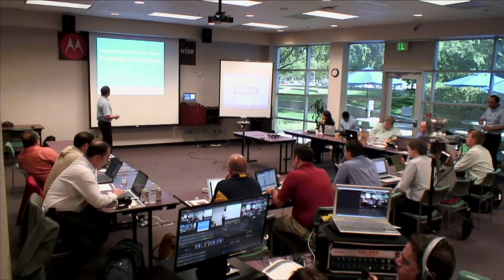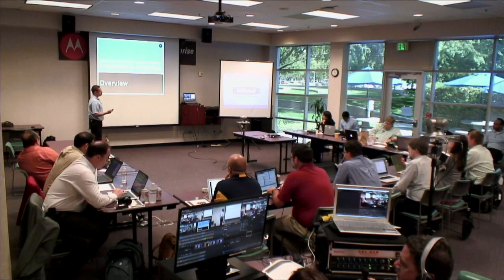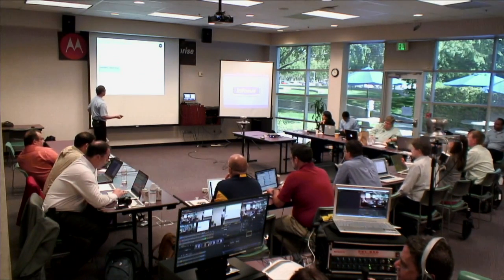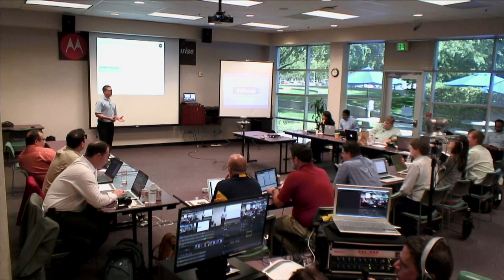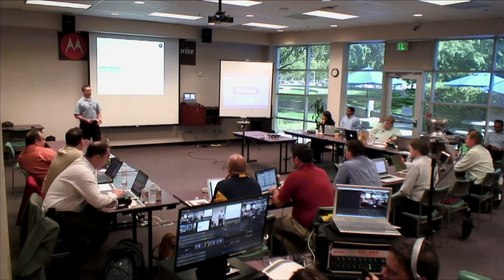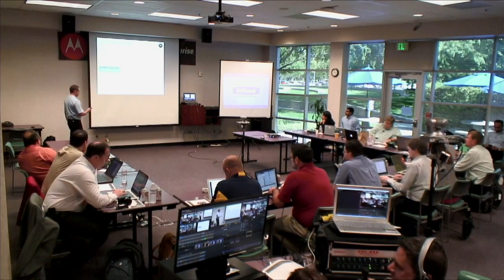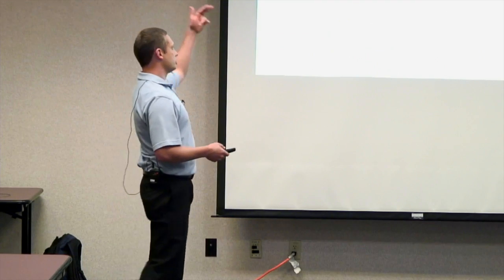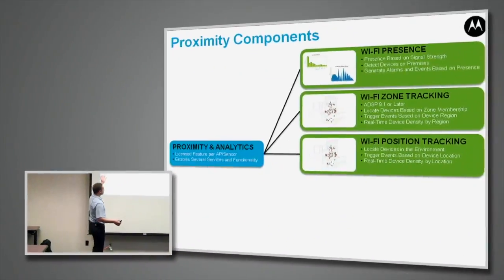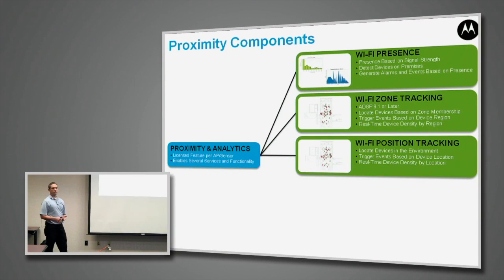So the first thing that we want to talk about is just a little overview of what proximity analytics is. Like I said, it is a purchasable module within AirDefense. It's just a license. You load it on the appliance, it enables the features, right? So the first part of it are the three proximity features that it enables. We break it into three pieces: Wi-Fi presence, Wi-Fi zone tracking, and Wi-Fi position tracking.